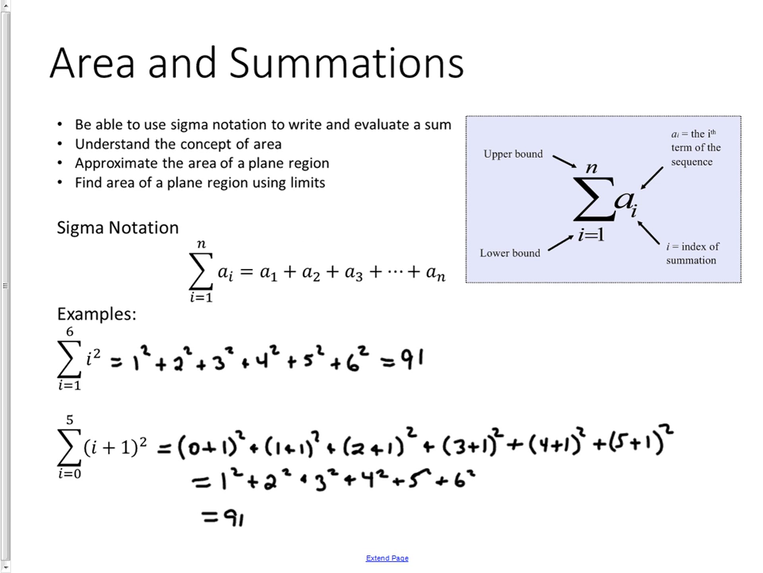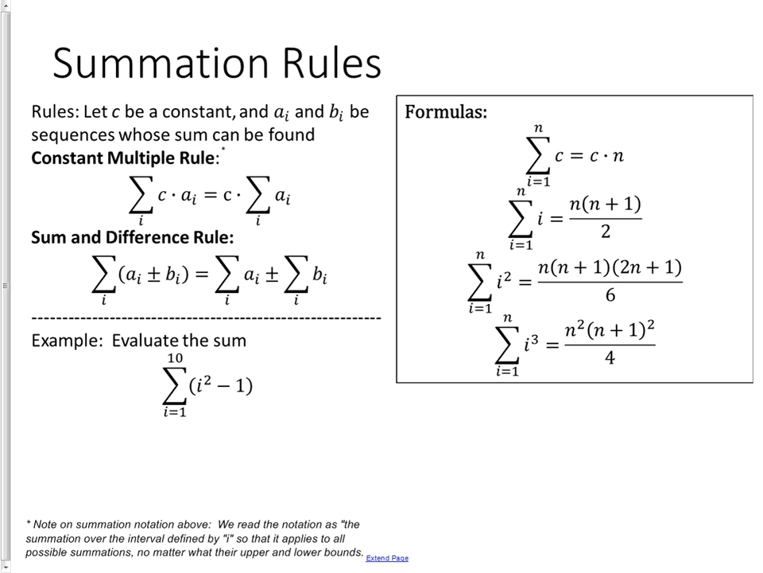So we need to look at a few rules dealing with these areas and summations that are going to help us. The first couple of rules are going to help us deal with summations in general. One of the rules that we need to know is called the constant multiple rule. The constant multiple rule tells us that if we take a summation over some i of a constant c times a sequence a sub i, then that will be the same as if we took the constant out of the summation of a sub i right here.